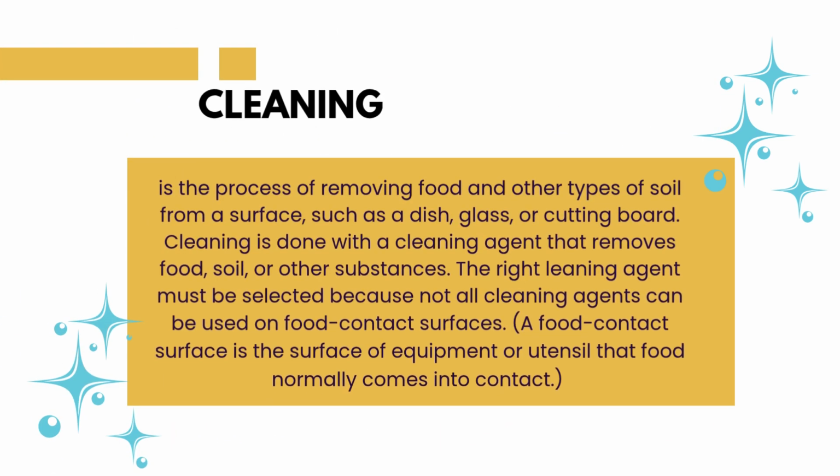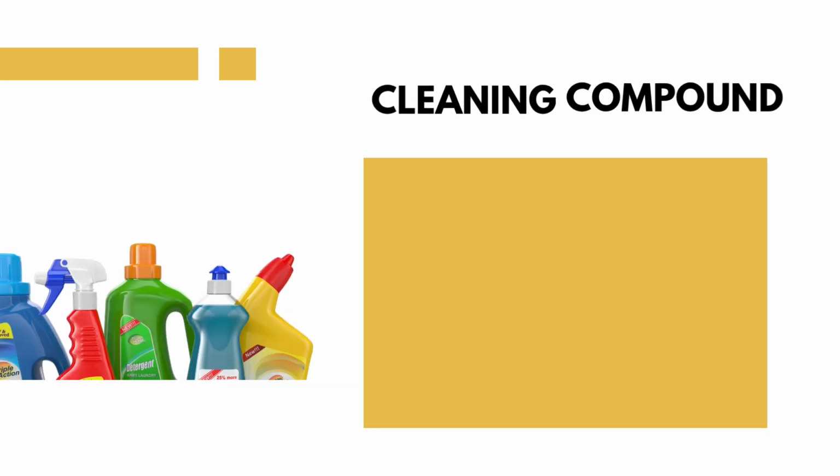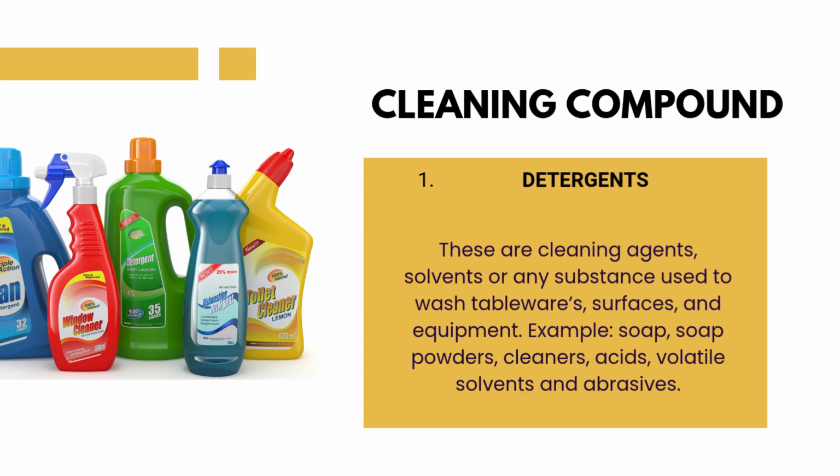Cleaning involves removing food and soil from surfaces like dishes and cutting boards using appropriate cleaning agents. It's important to select the right agent, as not all are suitable for food contact surfaces, which are those that food typically touches. This discussion highlights the essential features of kitchen cleaning compounds for a clean and safe cooking environment.